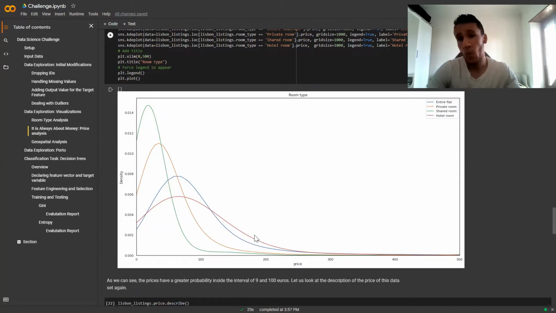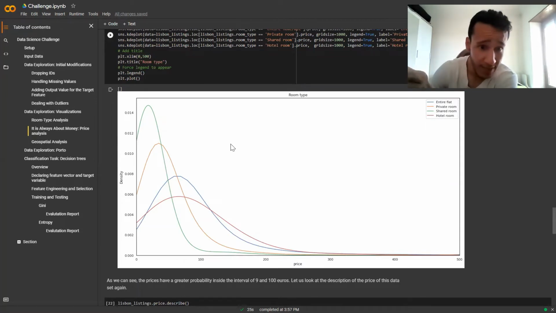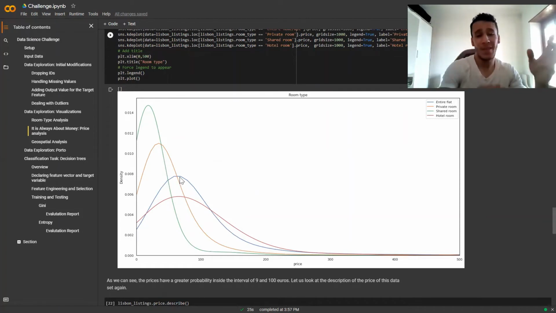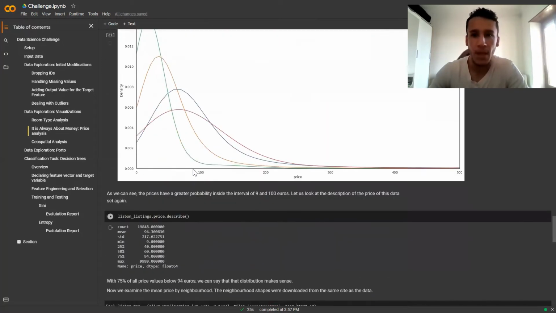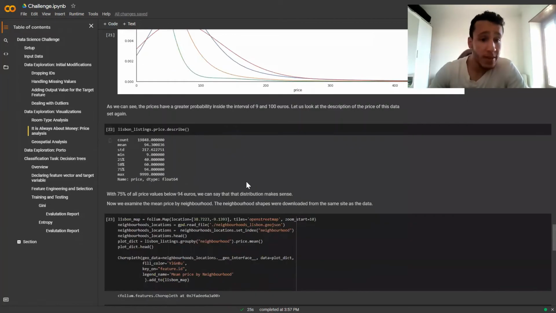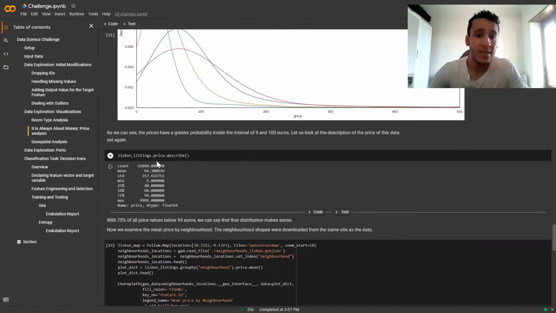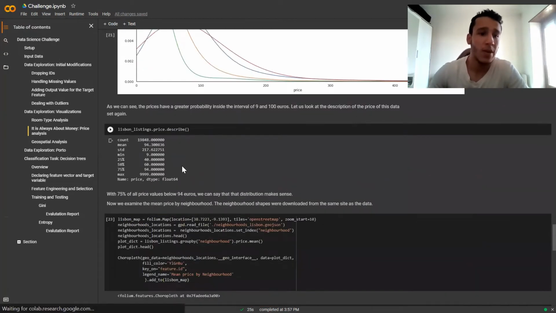And you can see that it has a lighter tail because you don't have that many and they're all cheap. For example, entire flats or entire houses, you have from 90 euros to 900 euros, or thousands of euros in the case of luxurious homes. So you have a broader price range. We can describe our price, and 75% of the values rest below 94, which is in accordance with our plot. The maximum value is 9,999, so I'm guessing a luxurious home there.